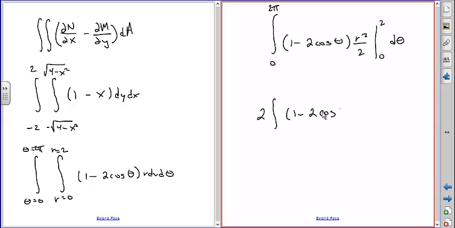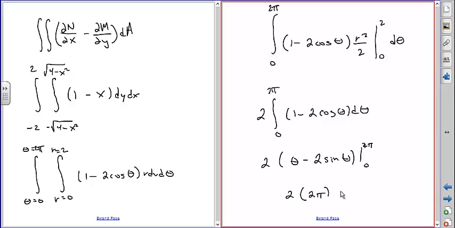the integral of 1 minus 2 cosine theta d theta, and the integral of 1 d theta is theta. The integral of the cosine is the sine. Evaluate that between 0 and 2 pi. And what happens is the second term drops out because the sine of 0 is 0 and the sine of 2 pi is 0. So you just get 2 times 2 pi. So you end up with 4 pi as your answer, which is the right answer.